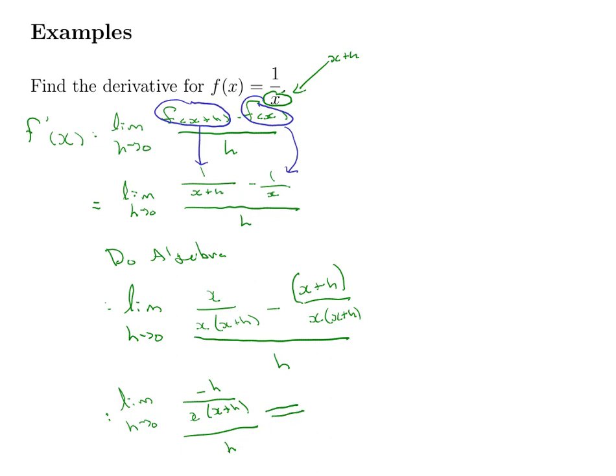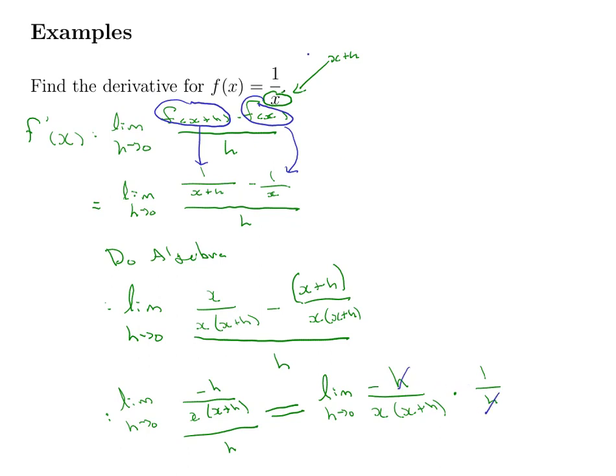So what I'm going to do is rewrite this fraction. Whenever we divide, that's the same as multiplying by the reciprocal. Dividing by 2 is the same thing as multiplying by a half. Dividing by 3 is the same thing as multiplying by a third. So I'm going to say this is really the limit as h goes to 0 of negative h over x times x plus h, times 1 over h. And now we can see pretty easily that these things cancel out.